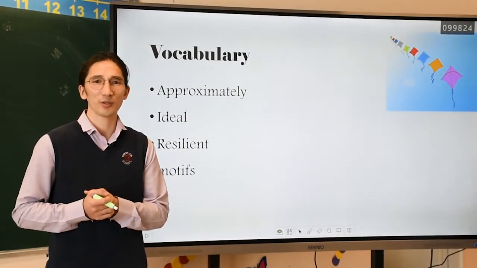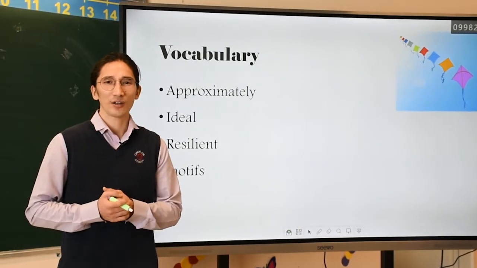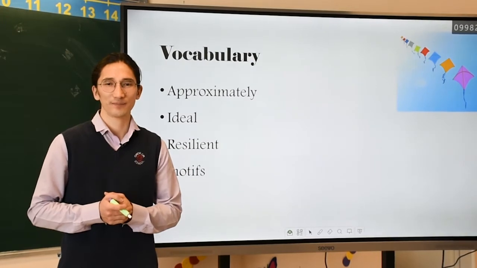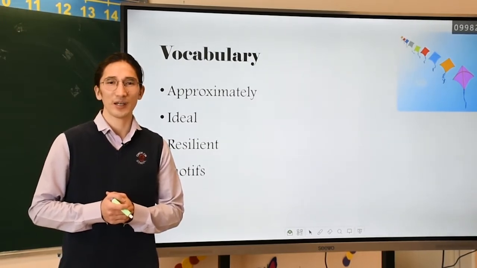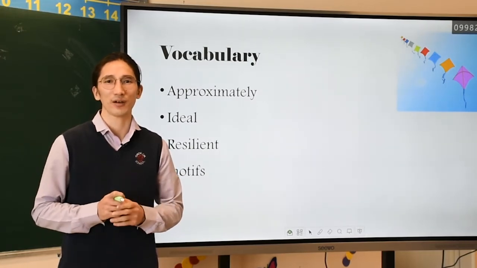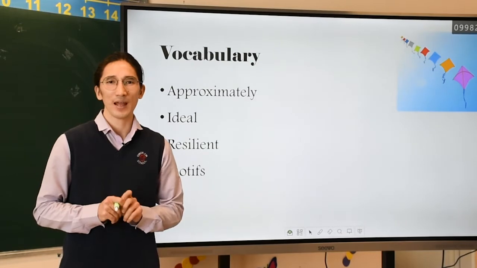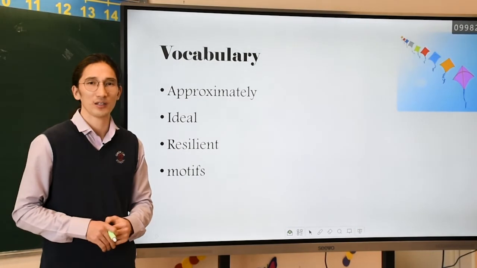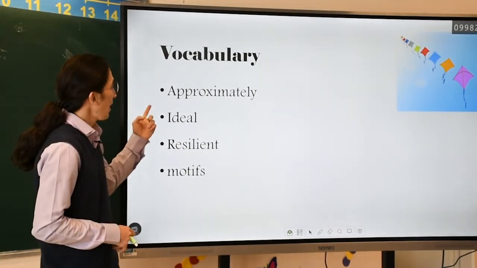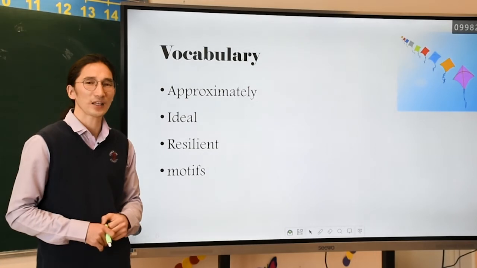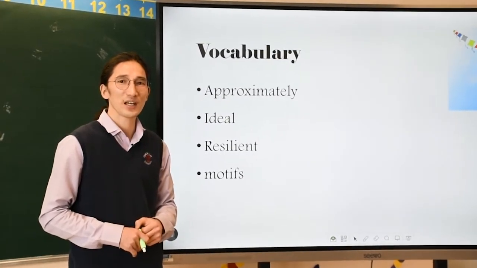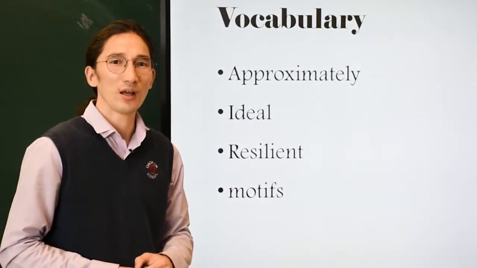So, the next activity will be about vocabulary. On your page 55, you will see a text, Kite. To save time and utilize this moment, we will only be using the extract, the first paragraph of that passage, okay? And you will see these words are highlighted in that part. The first one, approximately. The second one, ideal. The third one, resilient. The fourth one, motive.